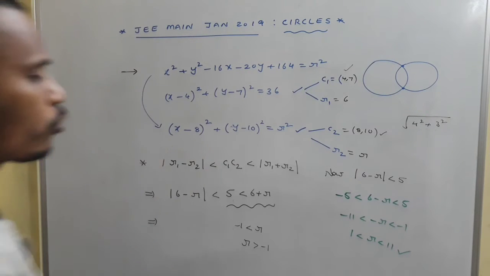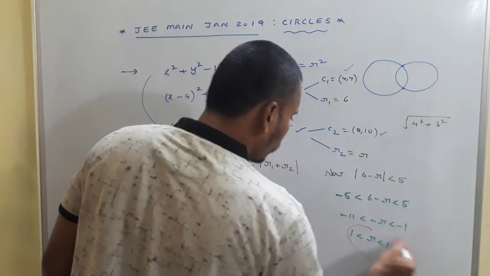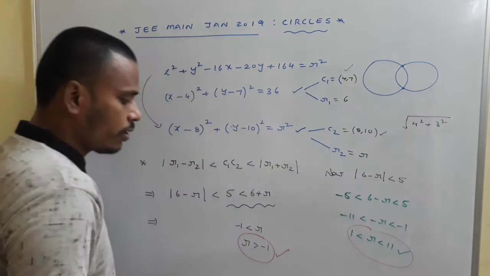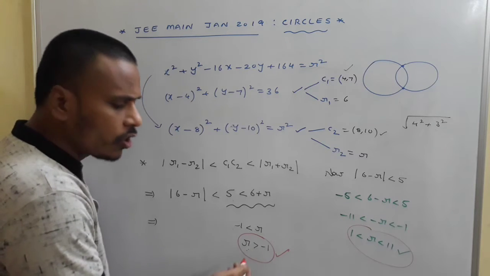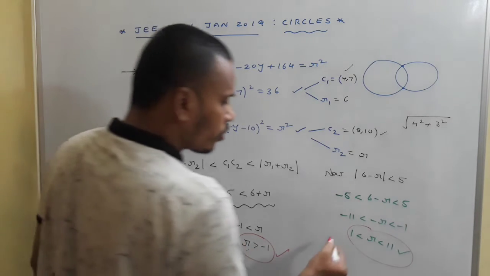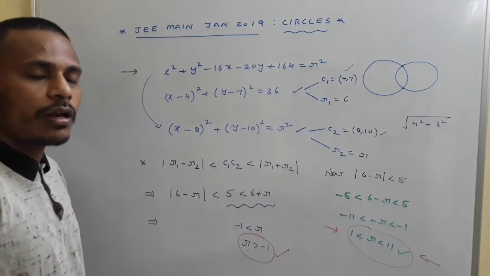Final possible values of r are nothing but the common values of these two conditions. This condition is an obvious thing because radius is positive. Positive is greater than minus 1 is always correct. So don't bother about this, leave it. We just need to think about this one, and from this the possible values of r are in between 1 and 11.